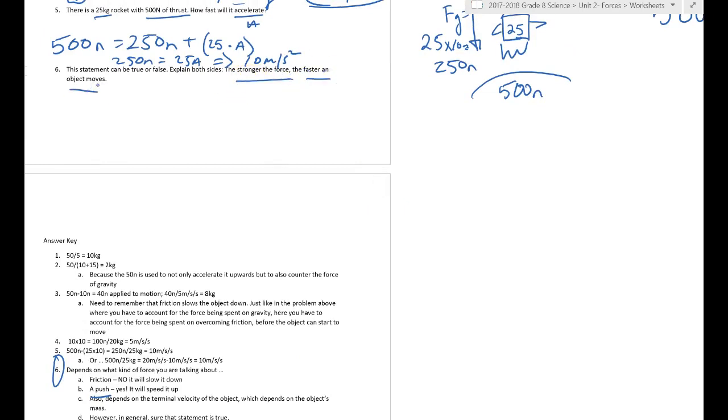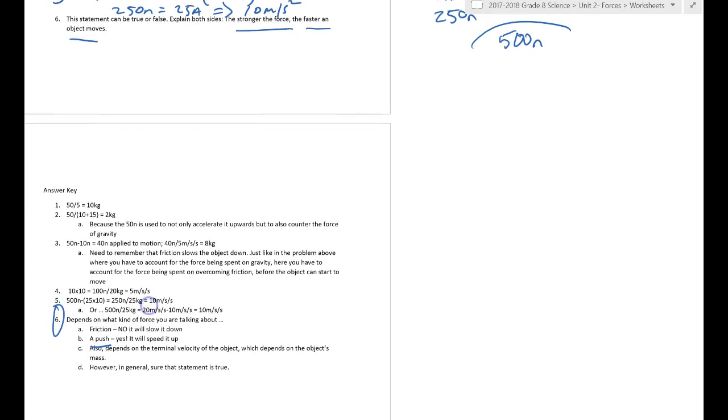What if the force that we're talking about is the force of friction? If the force of friction is greater, is the object going to move any faster? No. The object will move more slowly. It also depends, as C states, on the terminal velocity of the object, which depends on the object's mass. So if we're talking about a ping pong ball, I can hit that ping pong ball harder and harder, but at a certain point, it's not going to accelerate anymore. It's not going to get any faster because of its tiny mass. It will have hit its terminal velocity, and air resistance, wind resistance, will keep it from accelerating further.